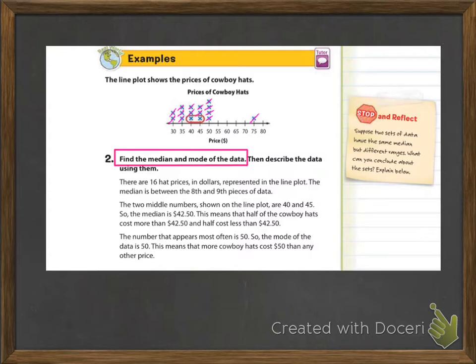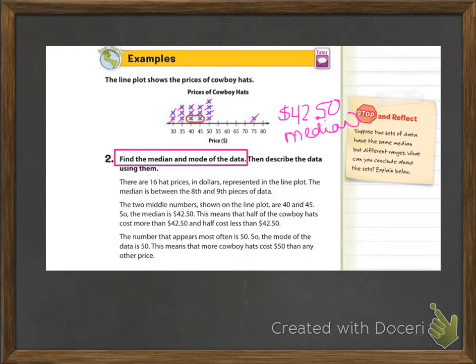So you've got 40 and 45. So you know that your median is going to be right in the middle there, okay? The median is going to end up being right between 40 and 45, which is going to be $42.50. Because it's money, our median is $42.50, and that's our median.